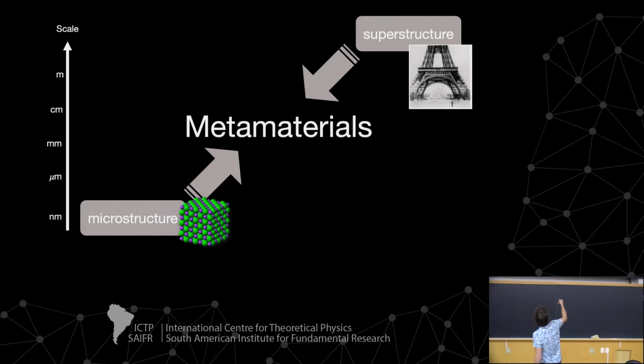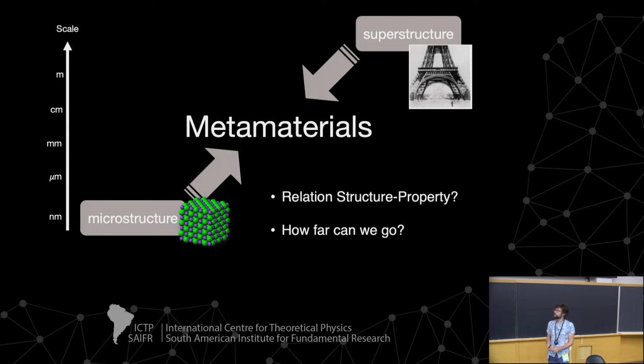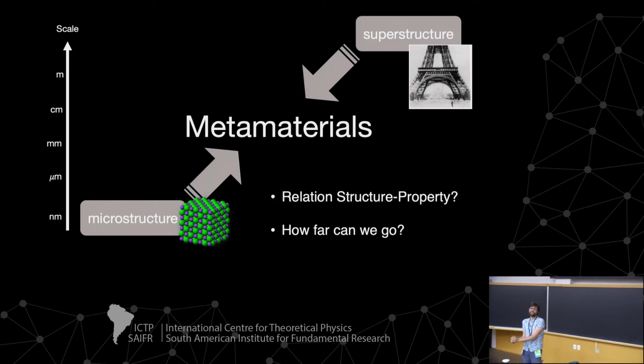So use the tools of material science, condensed matter, together with the tools of structural engineering, essentially, to create objects that have interesting, peculiar, counterintuitive properties that might be useful for applications. Okay? And so, as I said, I think what's interesting is to explore this idea of relationship between structure and property. So if you have a structure, can you figure out what it does? This is the easy part of the question.